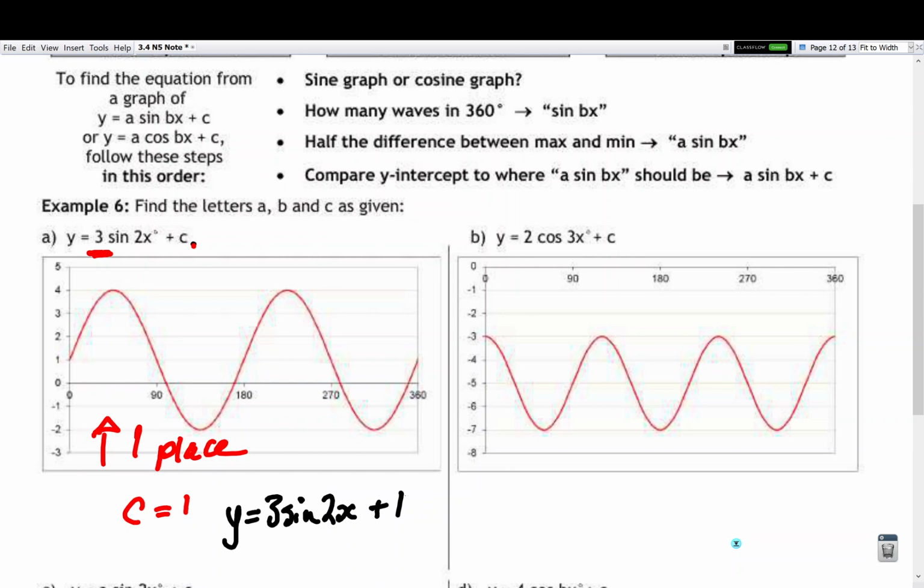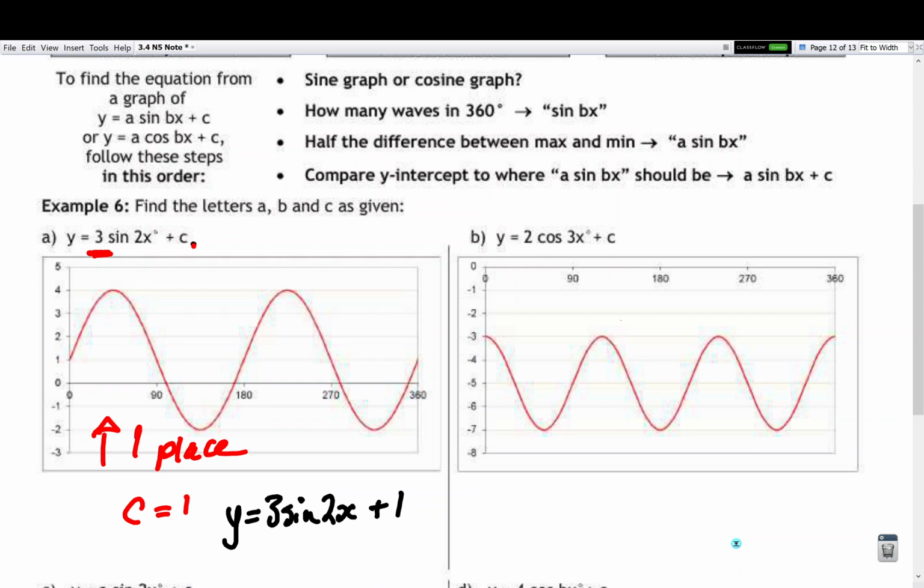Okay, let's try the next one. So this time we're told it's a cosine wave. We're told that the amplitude is 2, meaning there should be a distance of 4 between the top and bottom, which there is. And we're told it's 3x, so there's 3 lots of these cosine waves in 360, which we can see clearly.